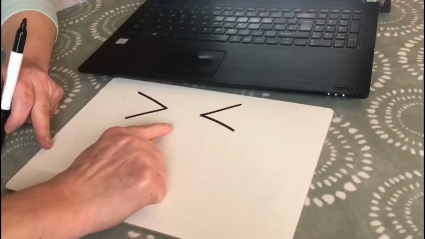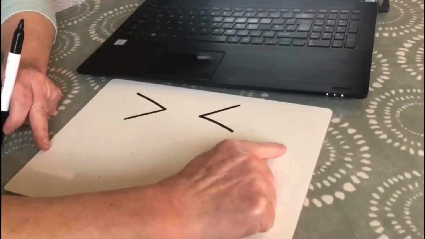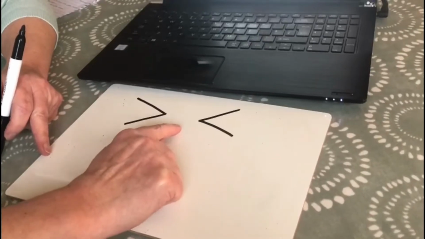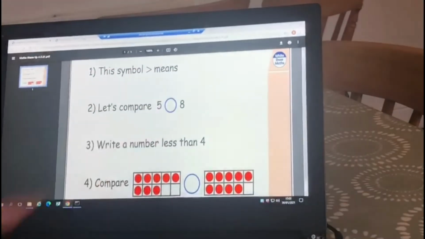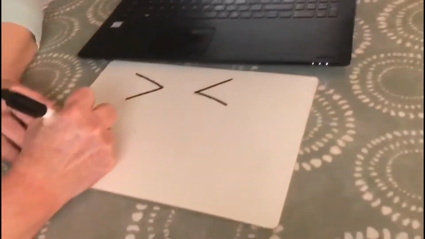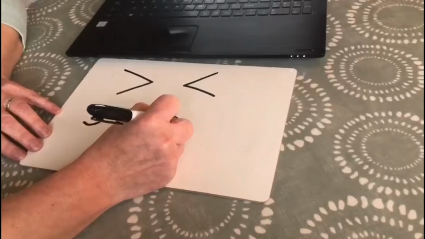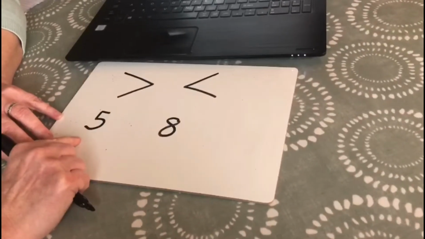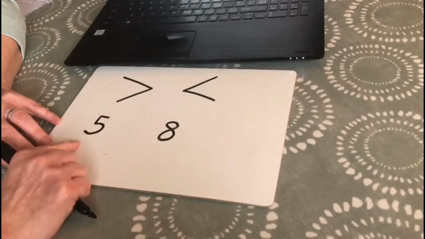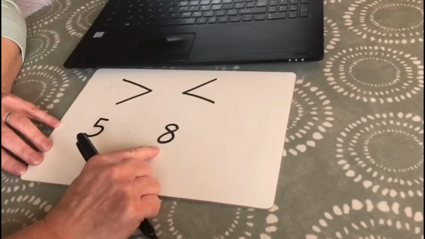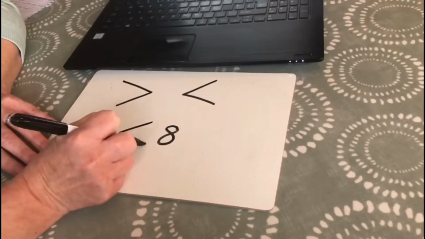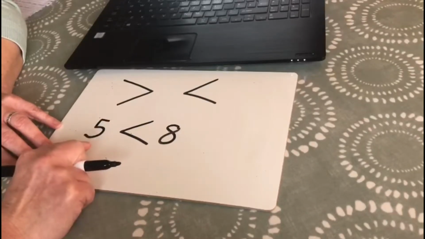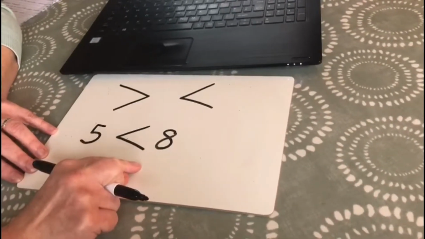So again, you use it reading the number sentence from left to right. So this number here, the first number, would be less. So when we're going to look at question 2, when we're going to compare 5 and 8, I'm going to look very carefully at those two numbers. So we're going to say 5 is greater than 8, or 5 is less than 8. And you're absolutely right, 5 is less than 8 because 5 comes before 8 when we are counting.